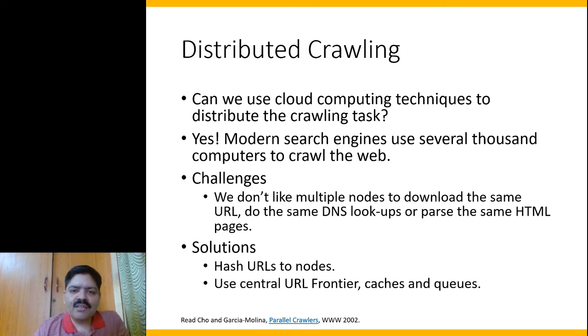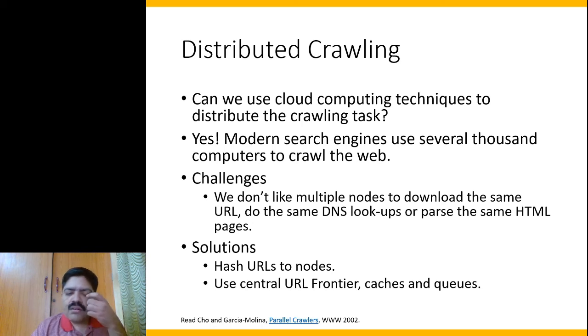How do you know that the different systems are not going and fetching the same content? In which case, we are not being polite to the website, right? We are unnecessarily crawling and generating traffic for that website. So how can we avoid this? That's the question, and we don't want to do DNS lookups from so many different machines for the same URL. So these are things which we need to worry about when we are implementing distributed crawling.